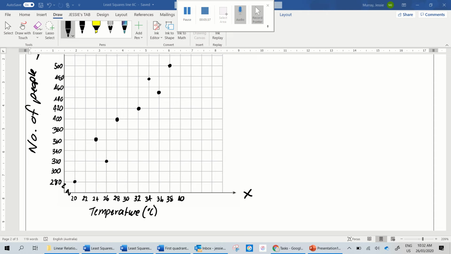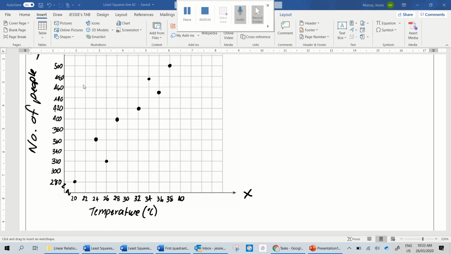Anyway, now we want to draw a line of best fit by eye, okay? Now there's 8 points, which means by eye I'd like to have 4 above and 4 below, okay? Not always the most possible thing, but I'm going to try as best as I can. Okay, here I go. Let's put a shape in.